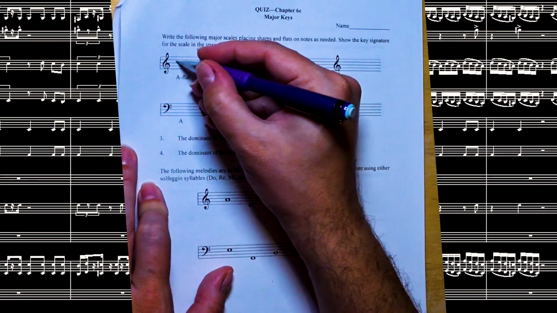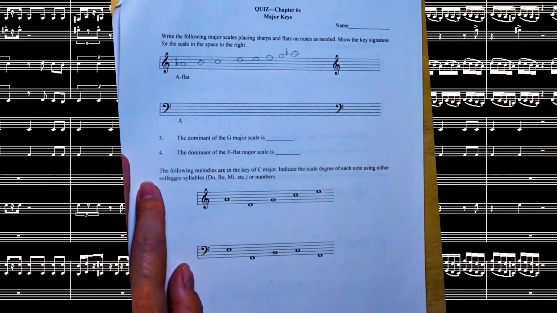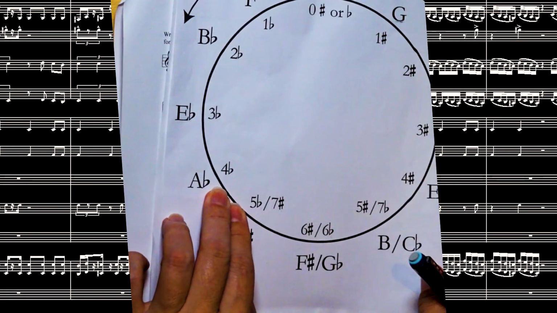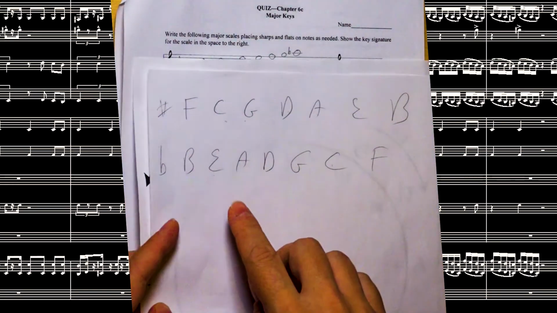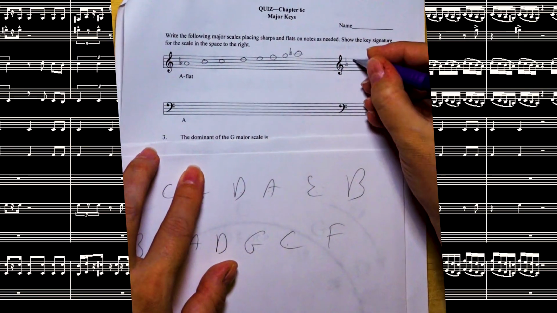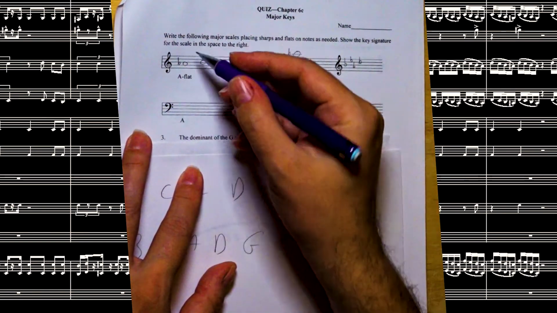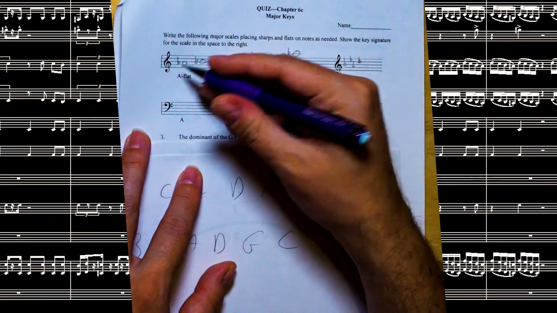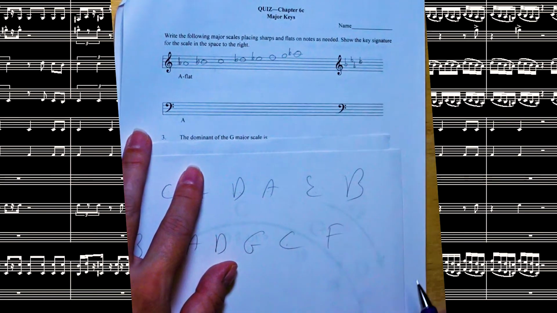All right, so they want A flat, so let's put A flat there, put A flat there. All right, A flat's got what? A flat's got 4 flats. 4 flats are B, E, A, D. Let's put them here. B, E, A, D. So let's get a B. Let's get an E. A is already there. Let's put a D there.